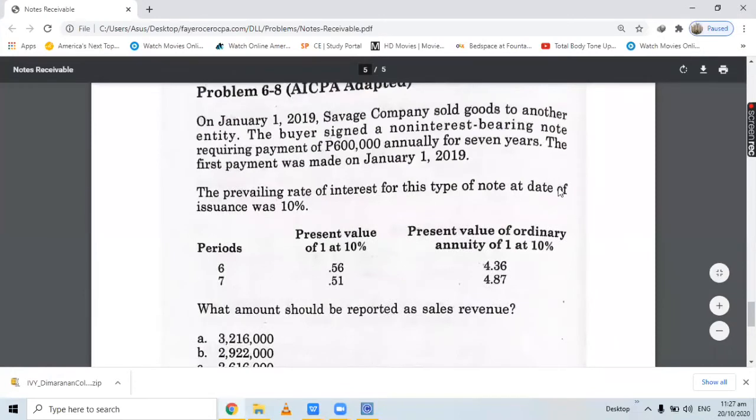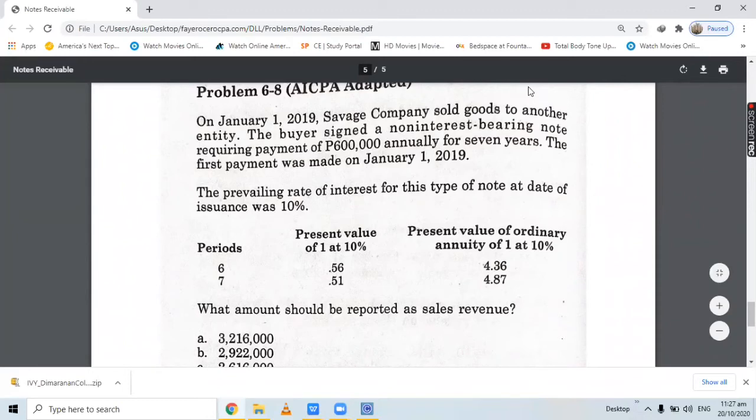Next is problem 6-8. On January 1, 2019, Savage Company sold goods to another entity. The buyer signed a non-interest-bearing note requiring payment of $600,000 annually for 7 years. The first payment was made on January 1, 2019. So take note, the note was made January 1, 2019, and the first payment was made as well on January 1, 2019. So in advance siya, right? In advance siya. The prevailing rate of interest for this type of note at date of issuance was 10%.